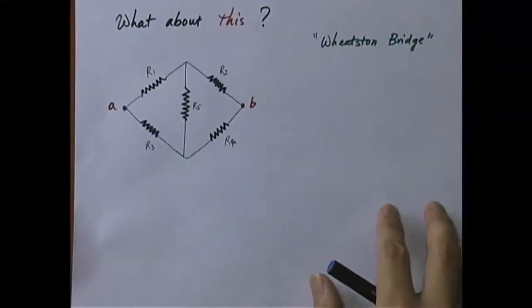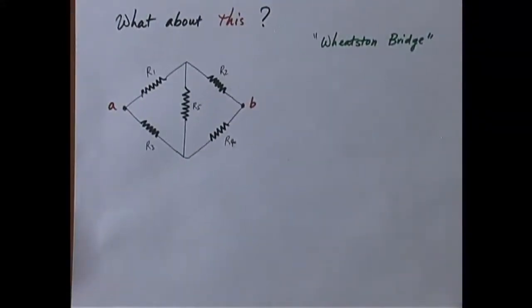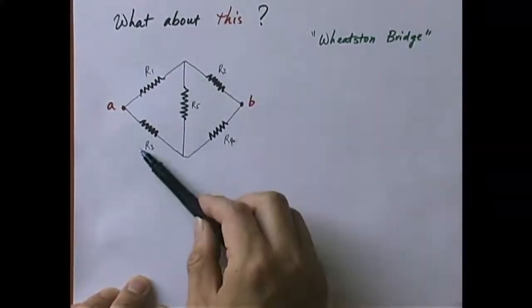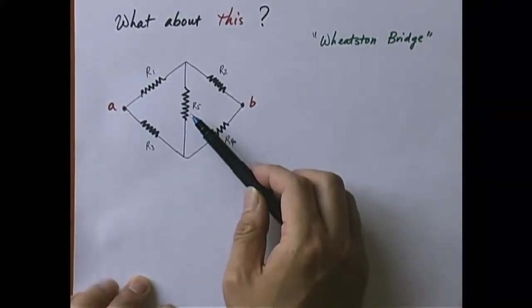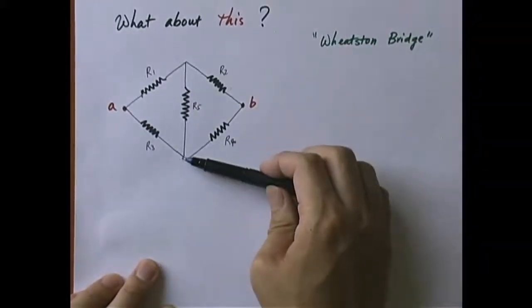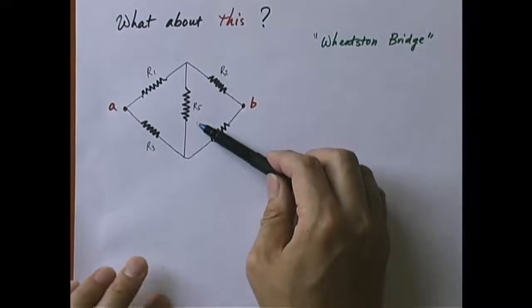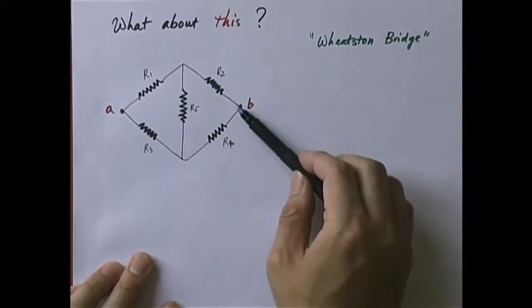What about this? Looks quite simple. I have points A and B. There are 5 resistors: R1, R2, R3, R4, and R5. Now, suppose you don't have R5 in the first place. Okay, this one is gone. Then, what is the equivalent resistance? How will you calculate the equivalent resistance between points A and B?